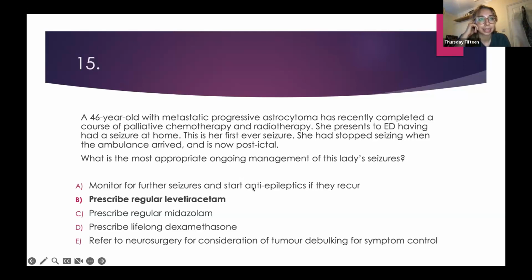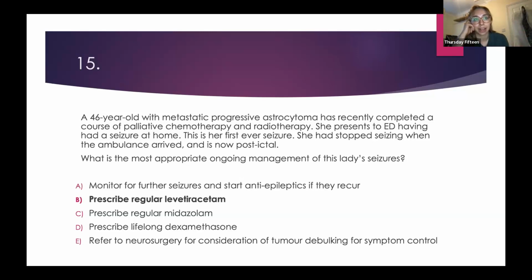Prescribing lifelong dex. So dexamethasone you can use in brain cancers, but you only ever generally use it as a course. You normally taper it off. So if someone comes in with symptomatic raised intracranial pressure, or symptomatic of seizure because of raised intracranial pressure, you would give them a high dose of dex for about 7 days, but then you would wean them off the dex. Because of the side effects of the steroids, you only ever give dex in a course. We don't know anything about this lady's prognosis, how long she's got left.